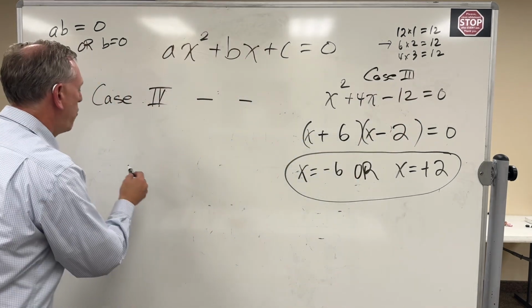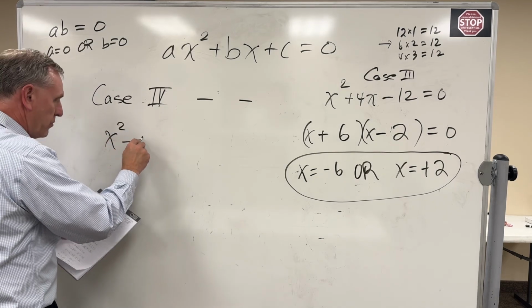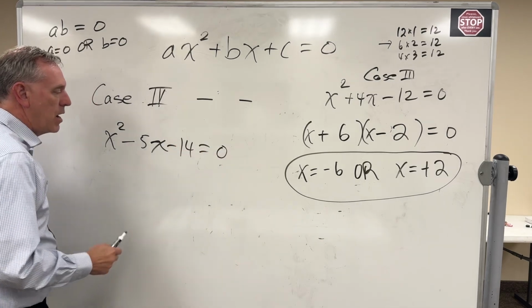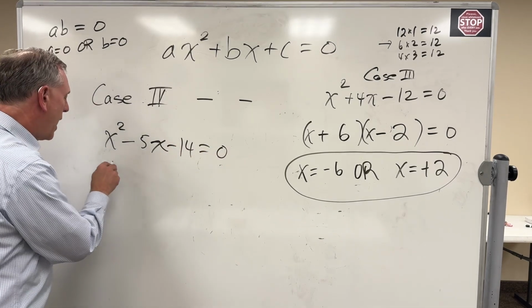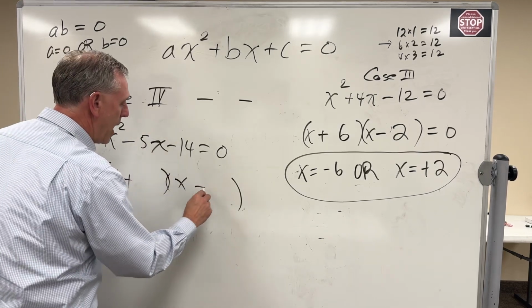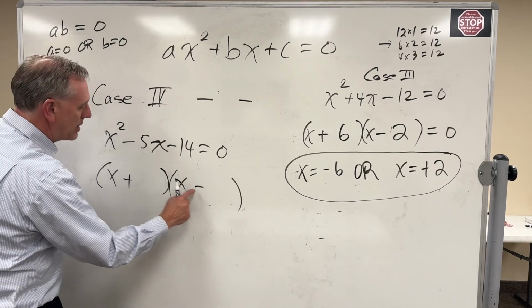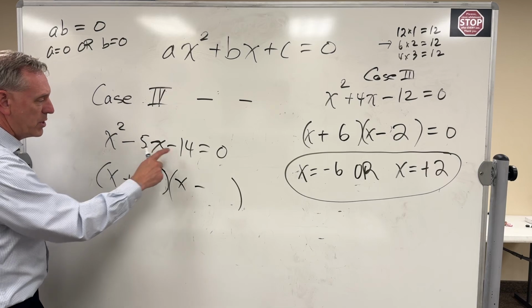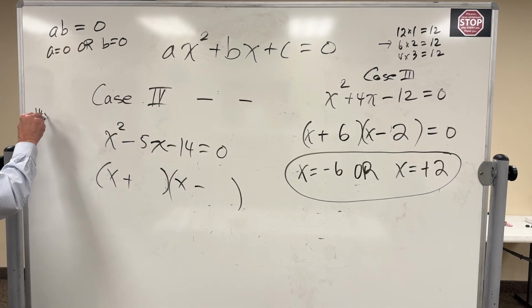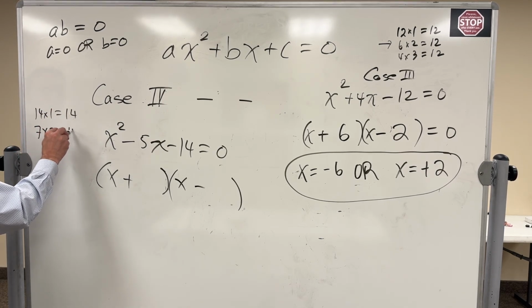Over here I'm going to work case 4. So case 4 would be something like this. X squared minus 5x minus 14 equals 0. Now again, this is negative. So we know the signs are not going to match. We're going to get x plus, x minus. But in this case, the minus sign will produce the bigger number. So watch, 14. What do we do to get 14? Well, 14 times 1 is 14, or 7 times 2 is equal to 14.